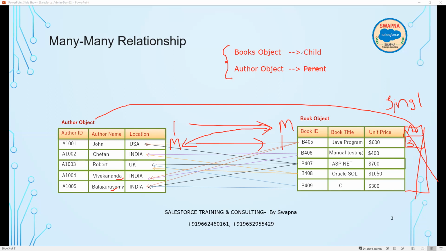Now, for example, if I think book is a parent and author is a child, in that case I'll create a lookup relationship on the author object, because this is a child object, which refers to the book ID. Now, John has written Java programming as well as ASP.NET, both he has written. Now, I need to link the first and the third parent to John. In the child, I need to link two parents, which is not possible. I cannot link two parents in lookup or master-detail, because we do not have the multiple parent concept. We have only single parent linking. So this also does not work.